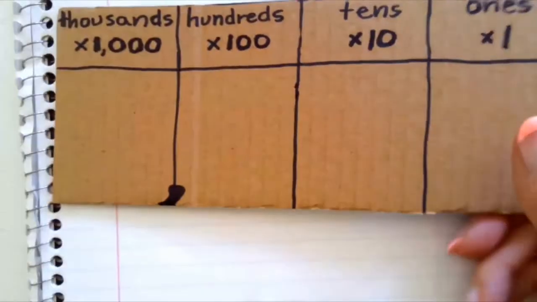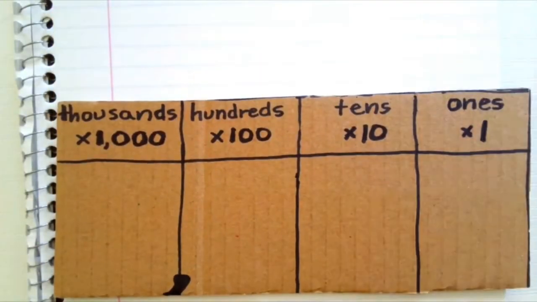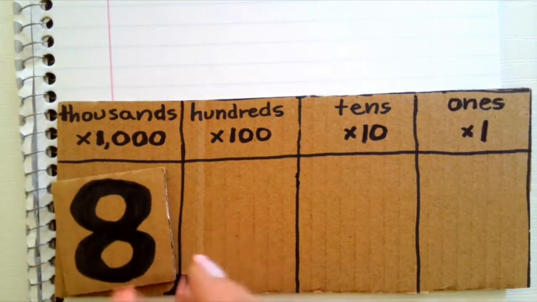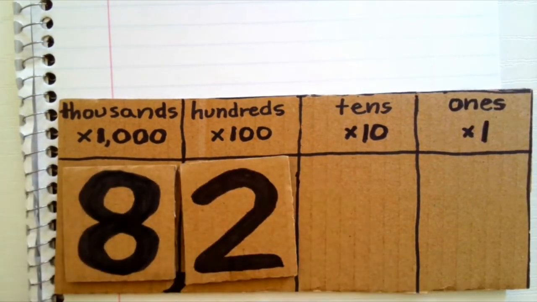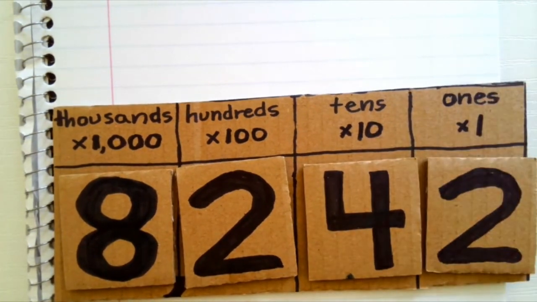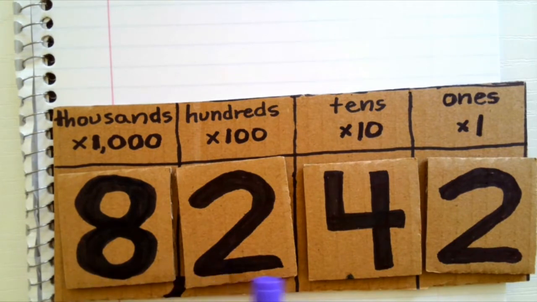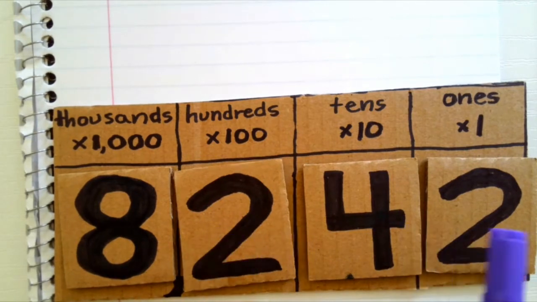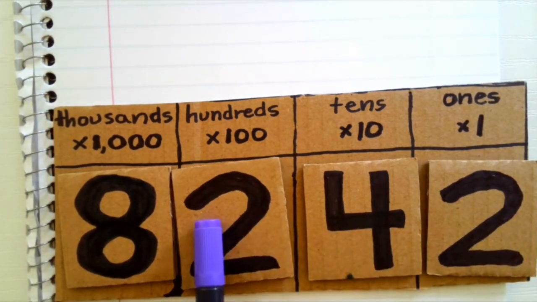Let's practice this skill together. You will need something to write on, like paper, and something to write with. Let's take a look at a number on a place value chart. What number have I made here? How do you say this number? 8,242. I want to use this number because it has two digits that are the same, 2 and 2.